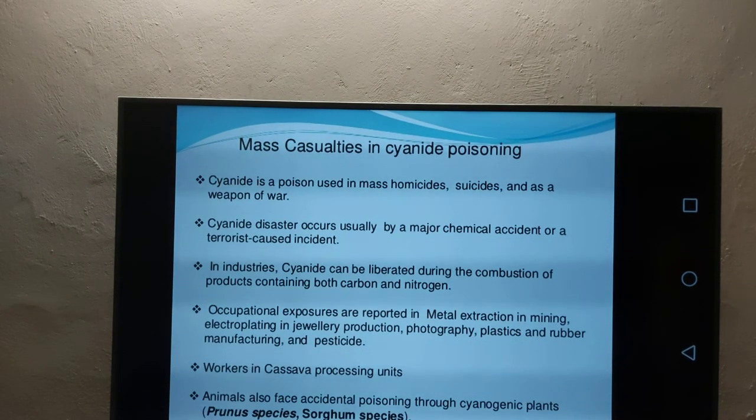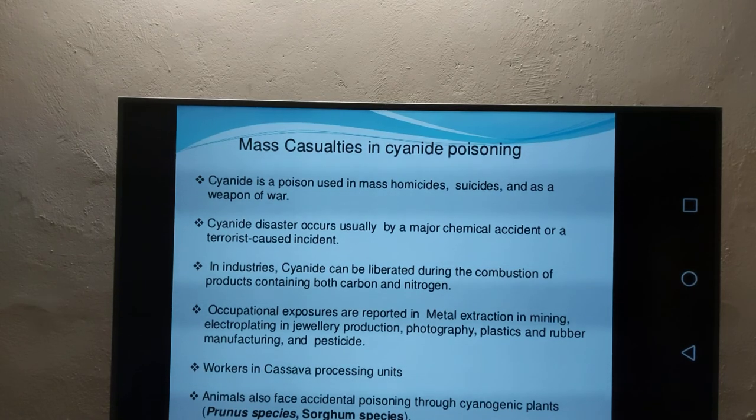Mass casualties in cyanide poisoning. Cyanide is a poison used in mass homicides, suicides, and as a weapon of war. Cyanide disaster occurs usually by a major chemical accident or a terrorist-caused incident. In industries, cyanide can be liberated during the combustion of products containing both carbon and nitrogen. Occupational exposures are reported in metal extraction, mining, electroplating, jewelry, that is gilding, photography, plastics, rubber manufacturing and pesticides.